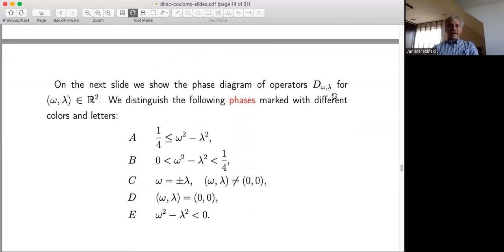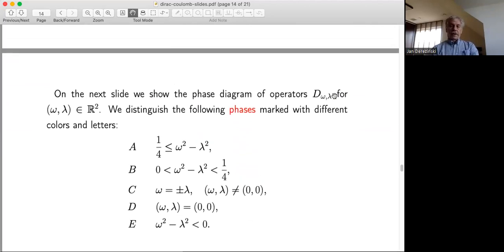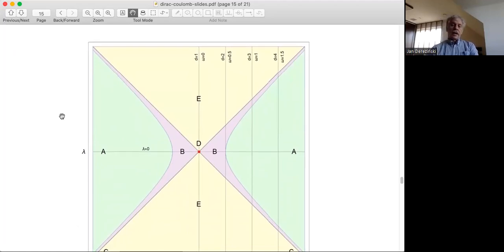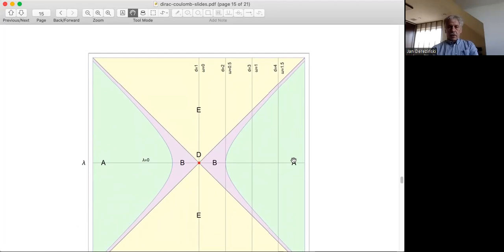Now, on the next slide, I would like to show the phase diagram of operators for Dirac-Coulomb Hamiltonians for various values of omega and lambda. Let me first show this diagram. Here again, omega and lambda are real. Lambda changes along the vertical axis, omega along the horizontal axis. As you remember, lambda is responsible for the strength of the Coulomb potential, and omega is responsible for the dimension and the angular momentum. But here we consider just the zeroth angular momentum, the so-called S wave.